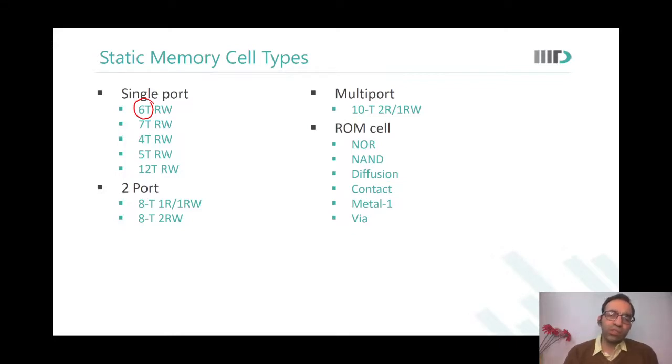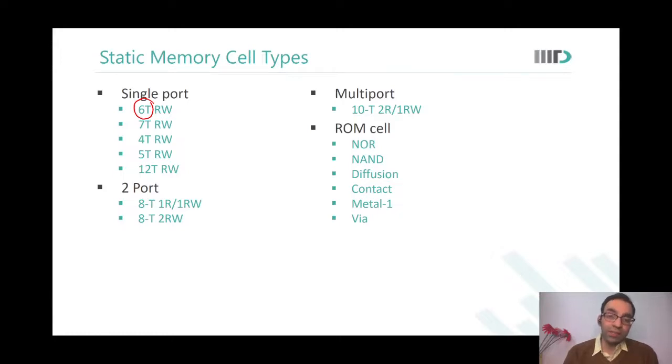Then what does this diffusion, contact, metal 1 and via mean for a ROM cell? Maybe, sir, if we program the ROM at the fabrication level in diffusion itself or contact or metal 1, then it will be called that. Very good, Prince. Thank you. So diffusion, contact, metal 1, via, these are layers on a layout, right? These are the different layers in the layout on the silicon.